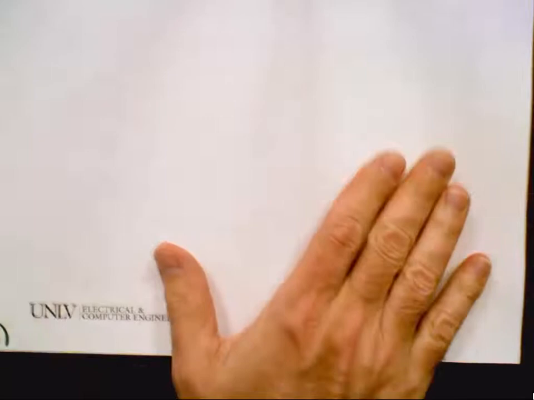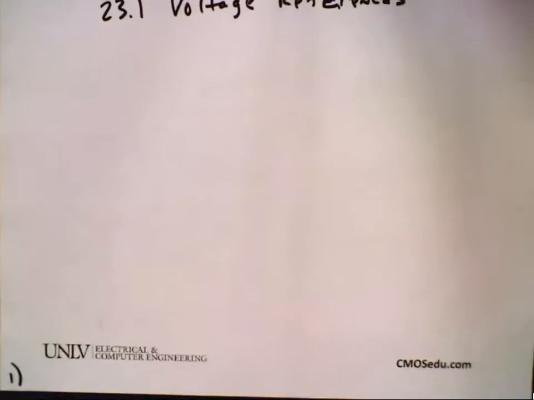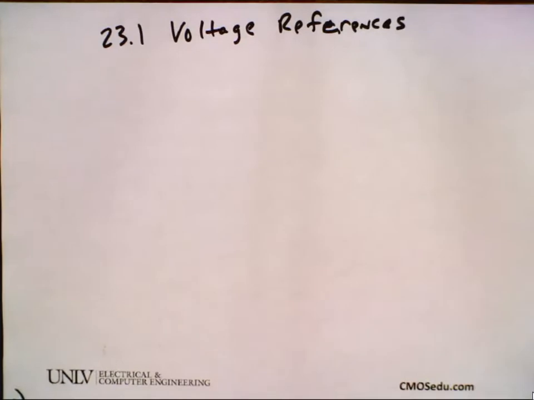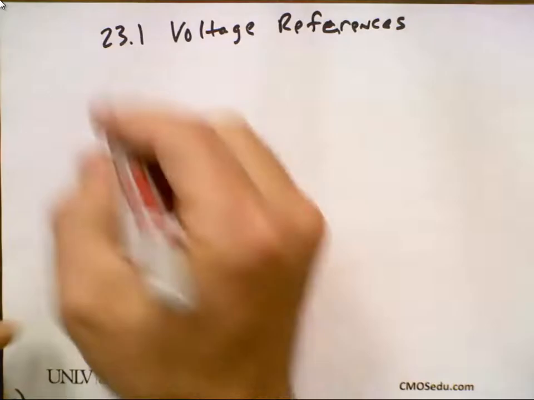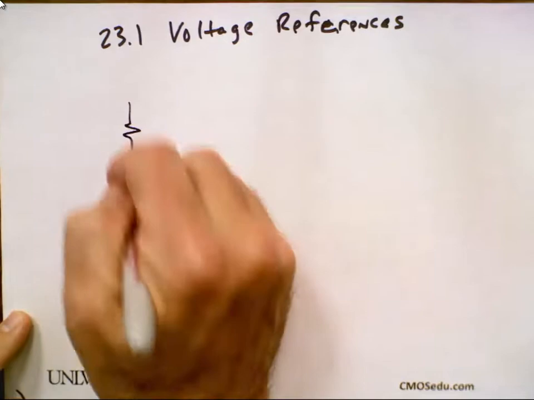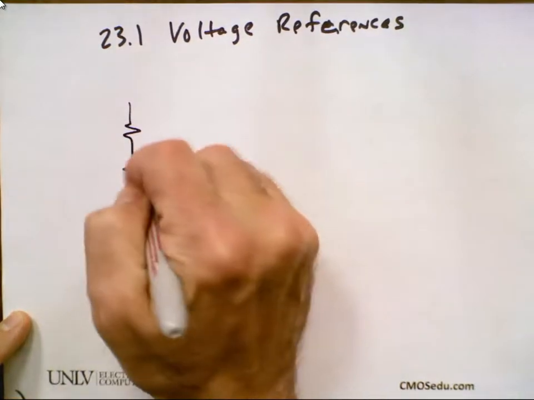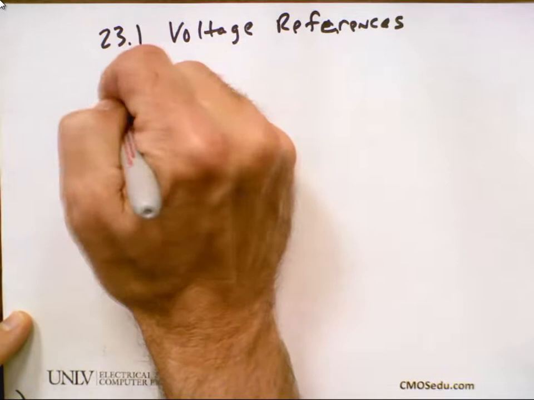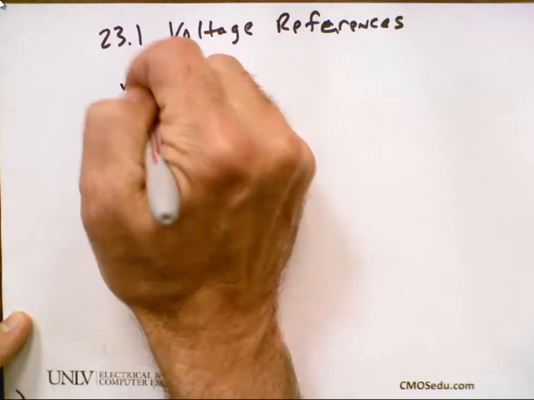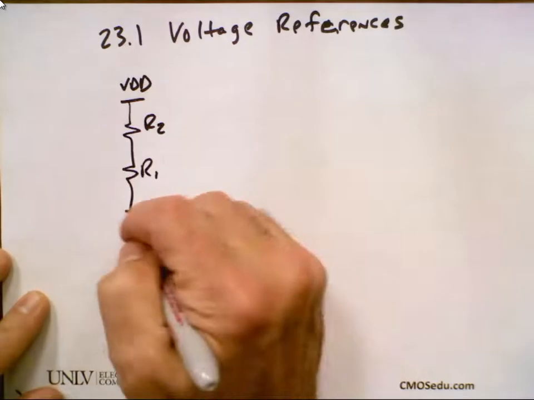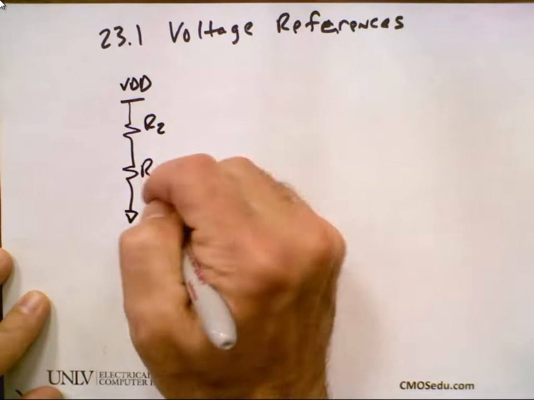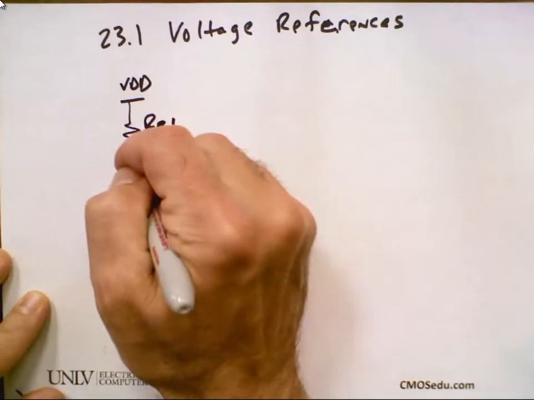Okay. So what we're going to cover today is voltage references. And I want to just go through a few fundamental things to begin with. This is chapter 23. The first simple voltage reference is just a voltage divider where you have two resistors. And so here would be your, say, VDD and ground. And this is your Vref.